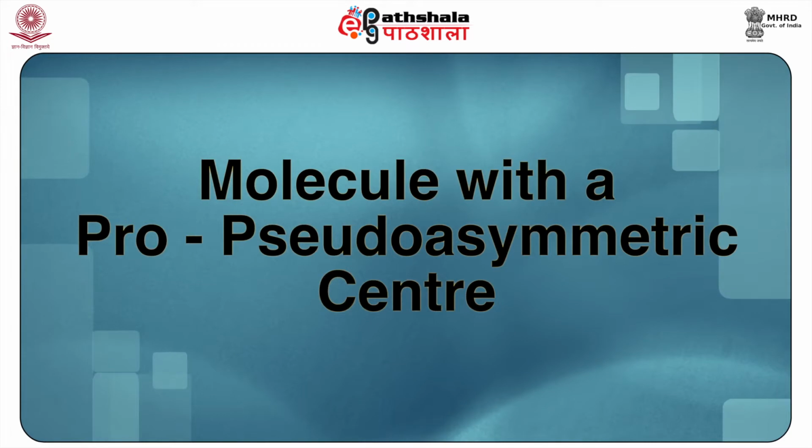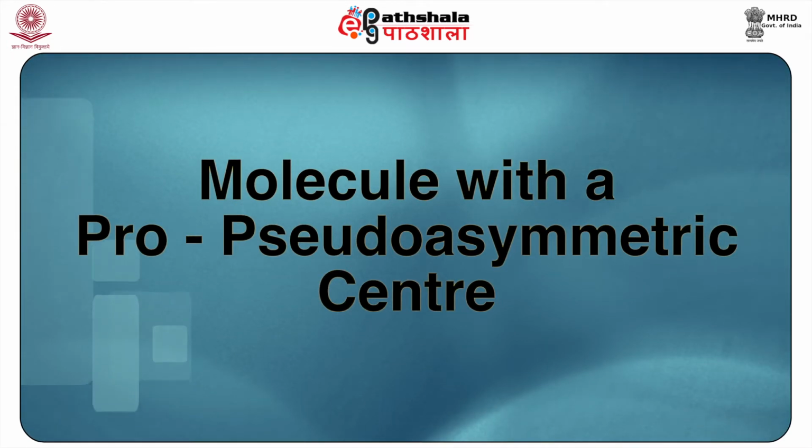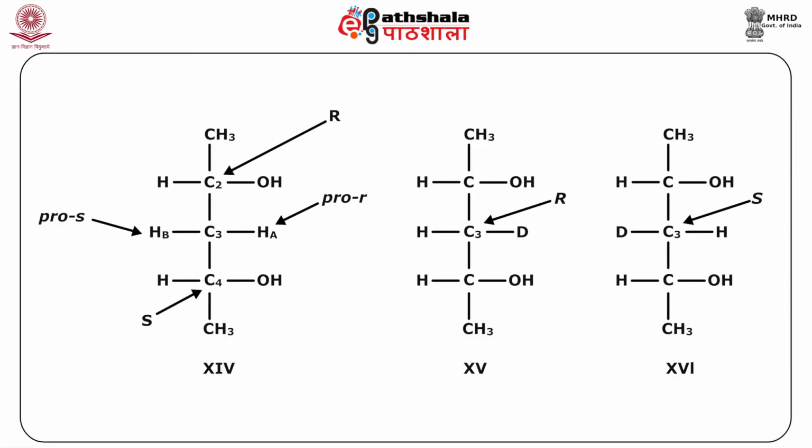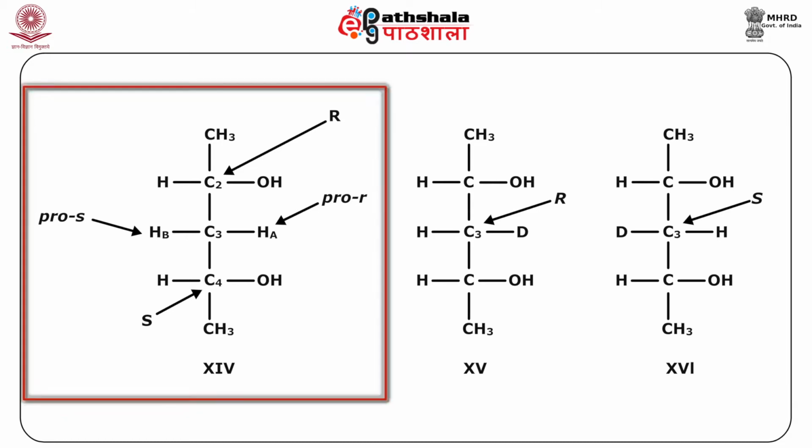Molecule with a pseudoasymmetric center. The two hydrogens HA and HB at C3 of 2,4-pentanediol, as shown here in figure 11, are not homotopic. Neither are they enantiotopic, since they are not interchangeable by the symmetry of any kind, as homotopic pairs of ligands.